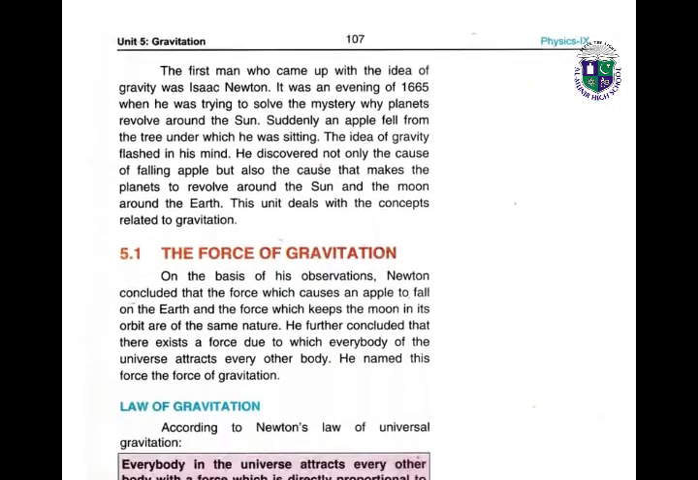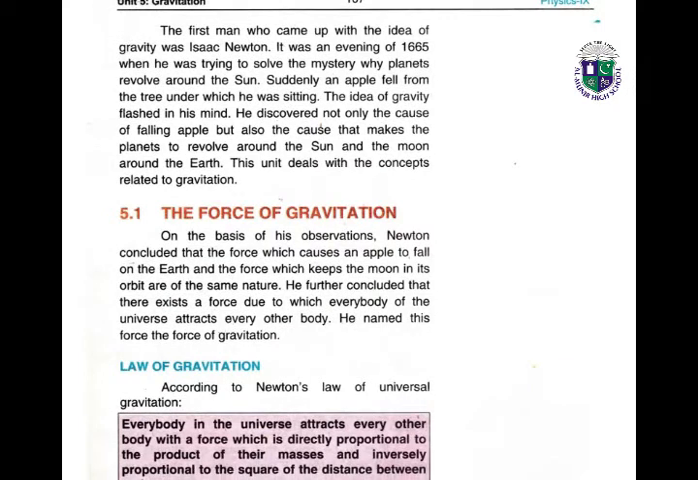First of all, look at the introduction. It is about the scientist Isaac Newton. It was an evening of 1665 when he was trying to solve the mystery of why planets revolve around the sun. Suddenly an apple fell from the tree under which he was sitting. The idea of gravity flashed in his mind. He discovered not only the cause of the falling apple but also the cause that makes the planets revolve around the sun and the moon.